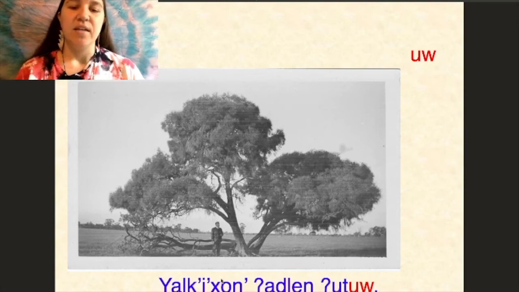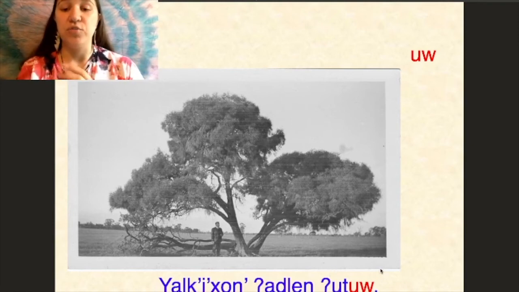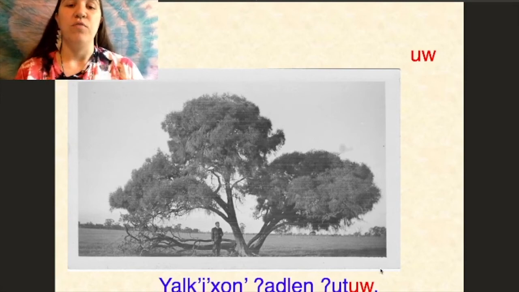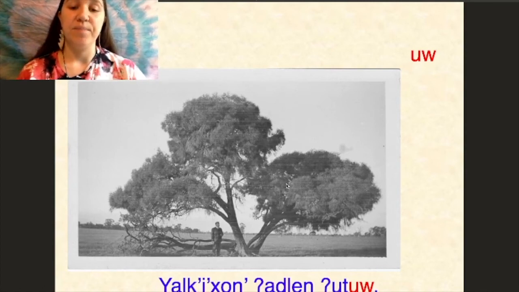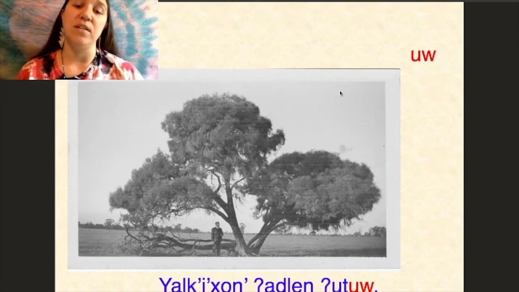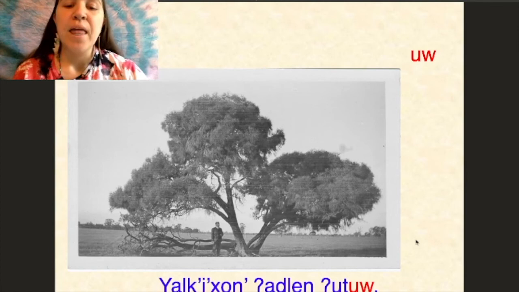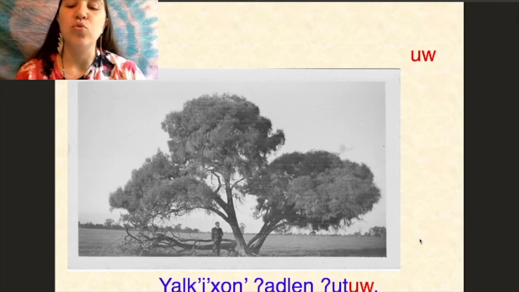In this case, yalk'ehun is standing, and atlan is underneath. And then utu is the underneath the tree. The word for he isn't in this sentence, because this is an exception in Chukchansi that we'll talk about later, but the word for he, she, or it can be left out in a sentence like this one. So let's read this sentence again. Yalk'ehun adlin utu. He is standing underneath the tree.